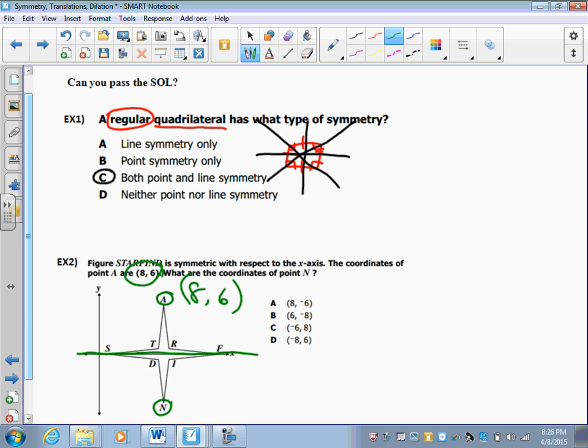And since I'm reflecting over the x-axis, the x actually doesn't change. So I'm still going over to 8. However, instead of going up 6, I'm going down 6. So the answer for this one should be A.